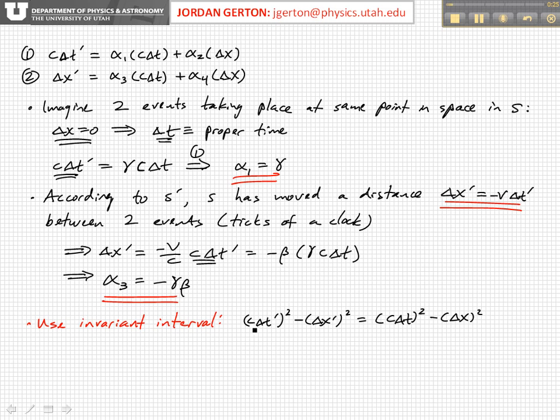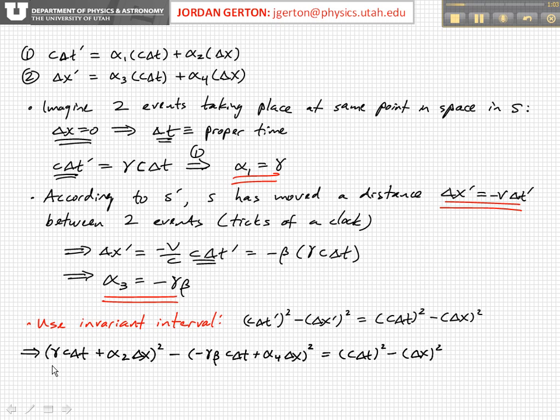Shown here: c times delta t prime squared minus delta x prime squared is equal to the same quantities in the unprimed frame. Now we can use that invariant interval to find the other two quantities, alpha 2 and alpha 4. So if we plug in for c delta t prime this expression, and the fact that alpha 1 now we know is equal to gamma, and for delta x prime this expression where we know alpha 3 is equal to minus gamma beta, then we get the following expression.